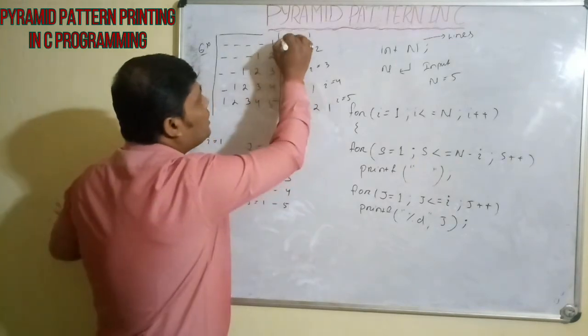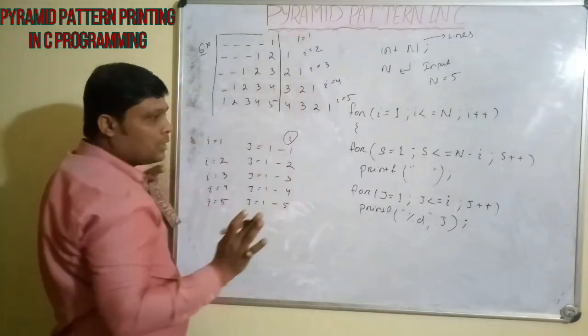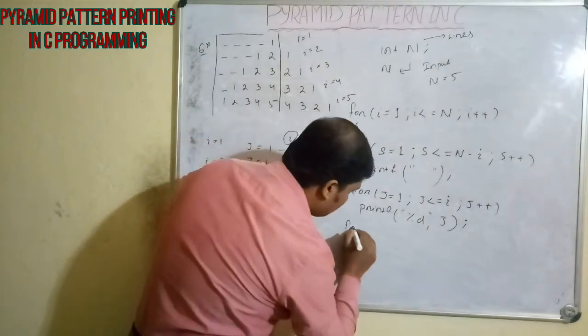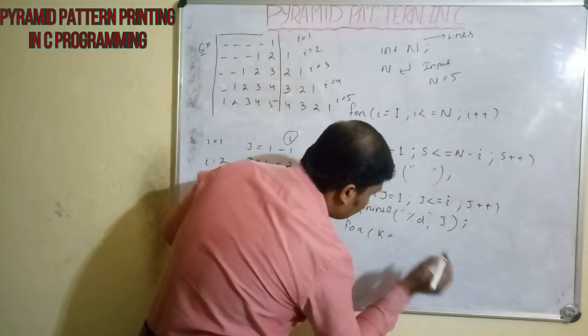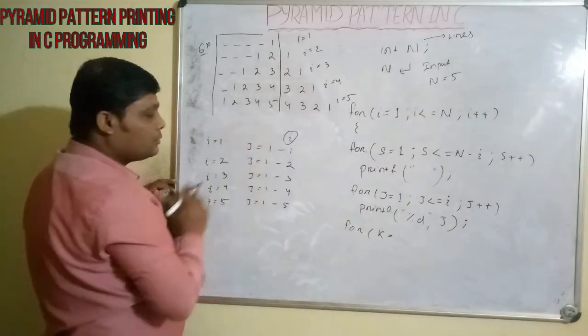After this we have to print what? For the first I equal to 1, it is printing nothing, so the loop will not continue for this line. Now suppose we are taking another loop to print this structure so that it will complete.